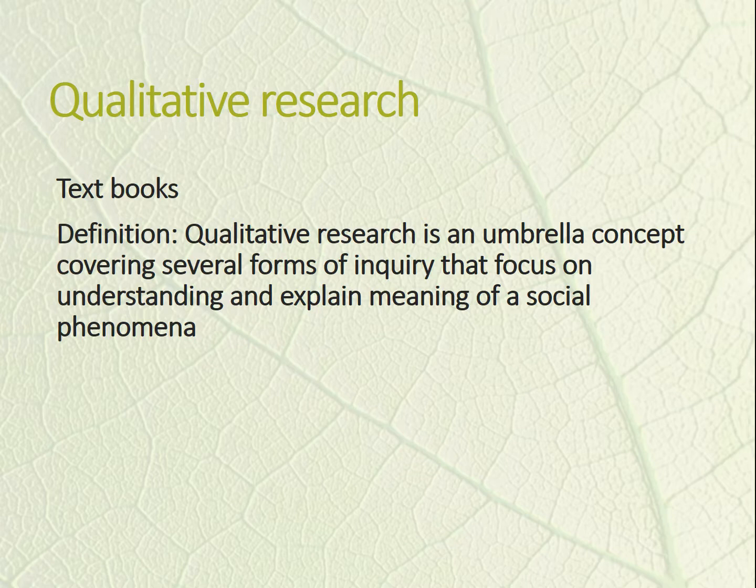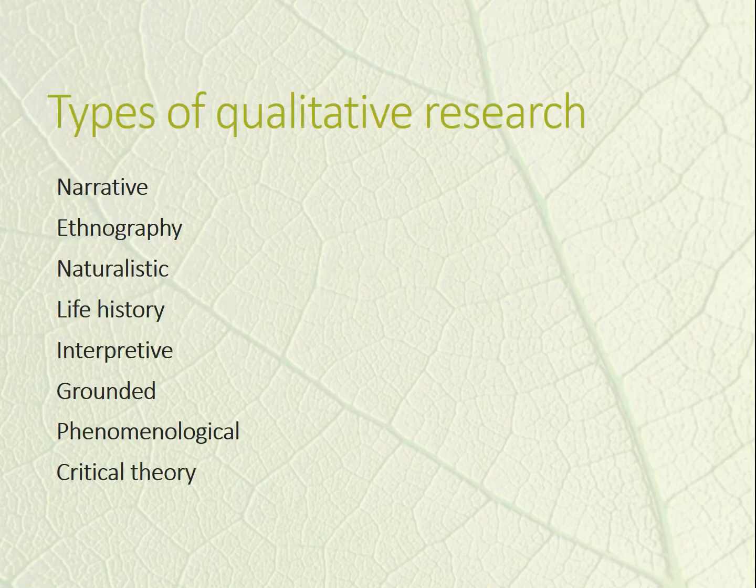What is qualitative research? According to the textbook, qualitative research is an umbrella concept covering several forms of inquiry that focus on understanding and explaining the meaning of social phenomena. Research methods have been employed in anthropology, psychology, and sociology for many years. This general form of research has been called by various names, including narrative, ethnography, naturalistic, life history, interpretive, grounded, phenomenological, and critical theory. Although the approaches are all slightly different, each bears a strong family resemblance to the others.